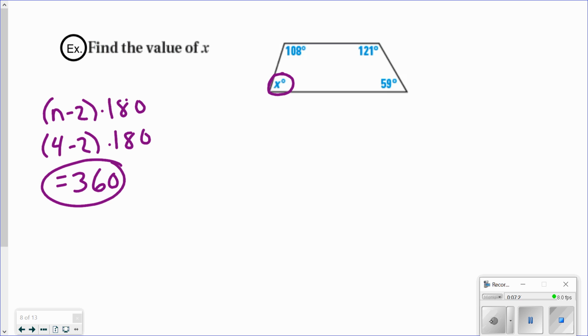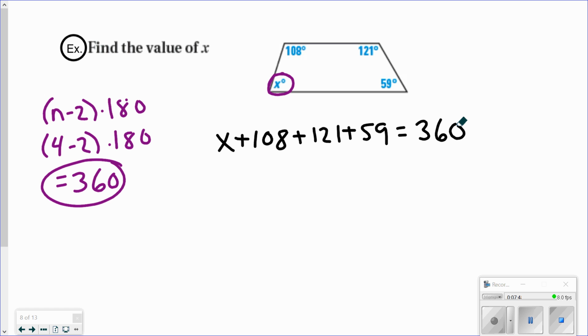So now I can set up my equation. So I know that x, which is one of my angle measures, plus 108, which is my second angle measure, plus 121, which is my third angle measure, plus 59, which is my fourth angle measure. When you add all those up, it must equal 360 degrees. So now we just need to solve for x.